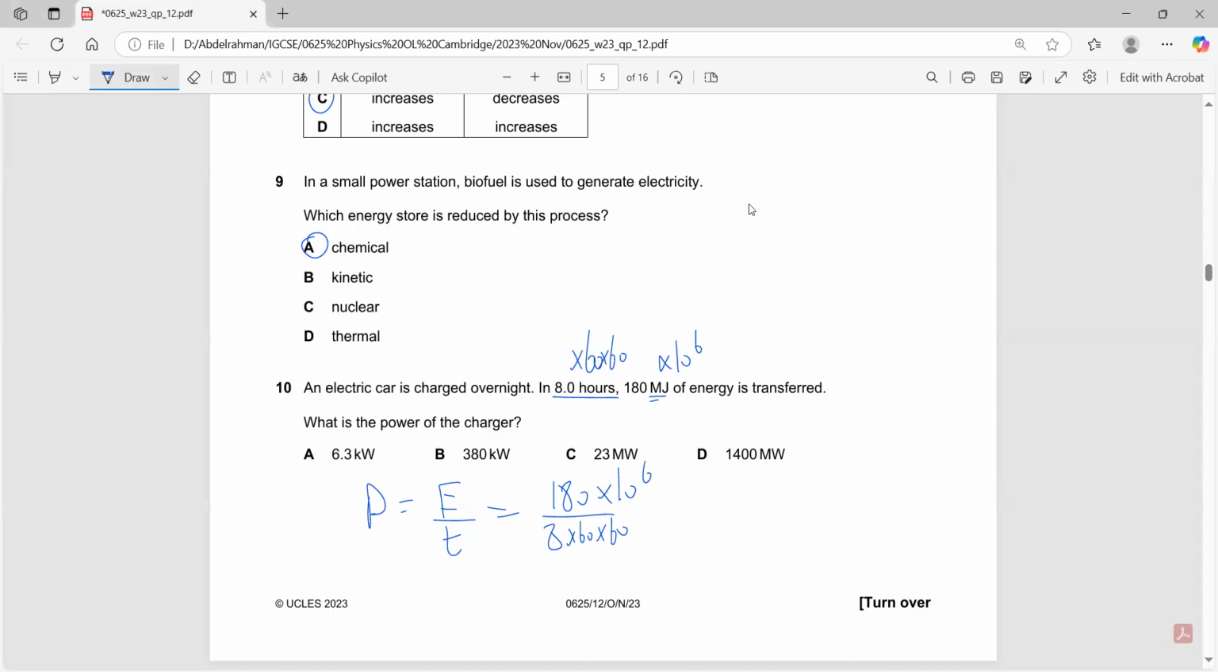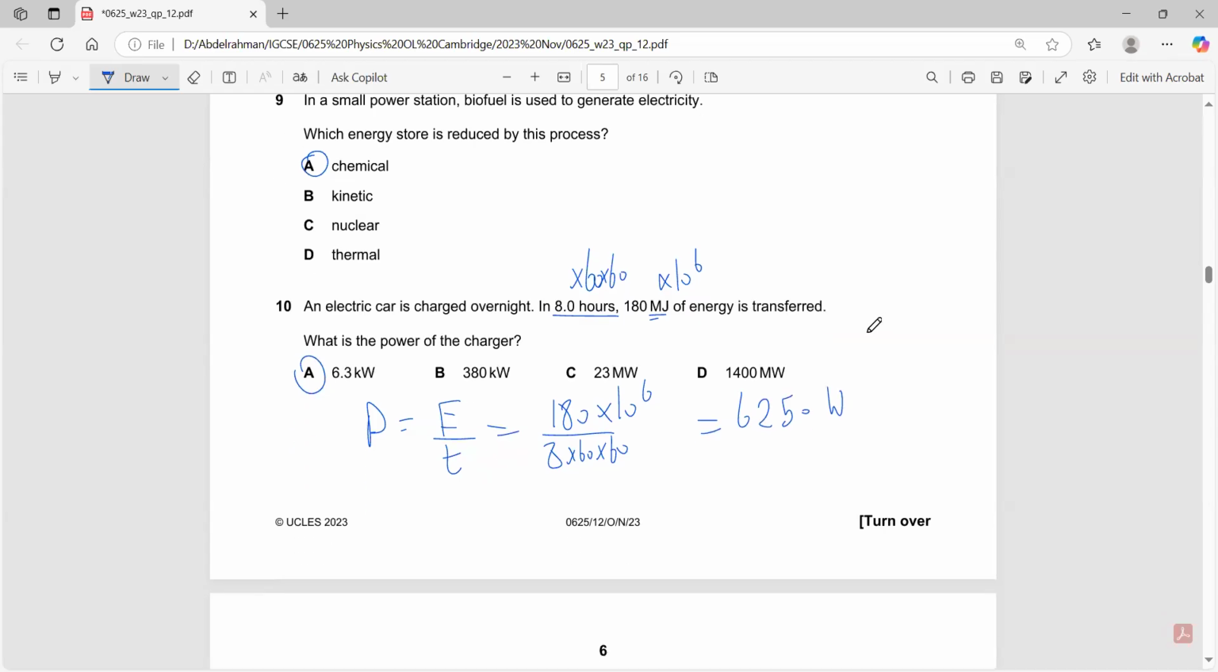So let's use the calculator to find the power. 180 times 10 to the power of 6 divided by 8 times 60 times 60 is 6,250 watts. Can this be written down as 6.3 kilowatts? Yes, it can be written down as 6.3 kilowatts.